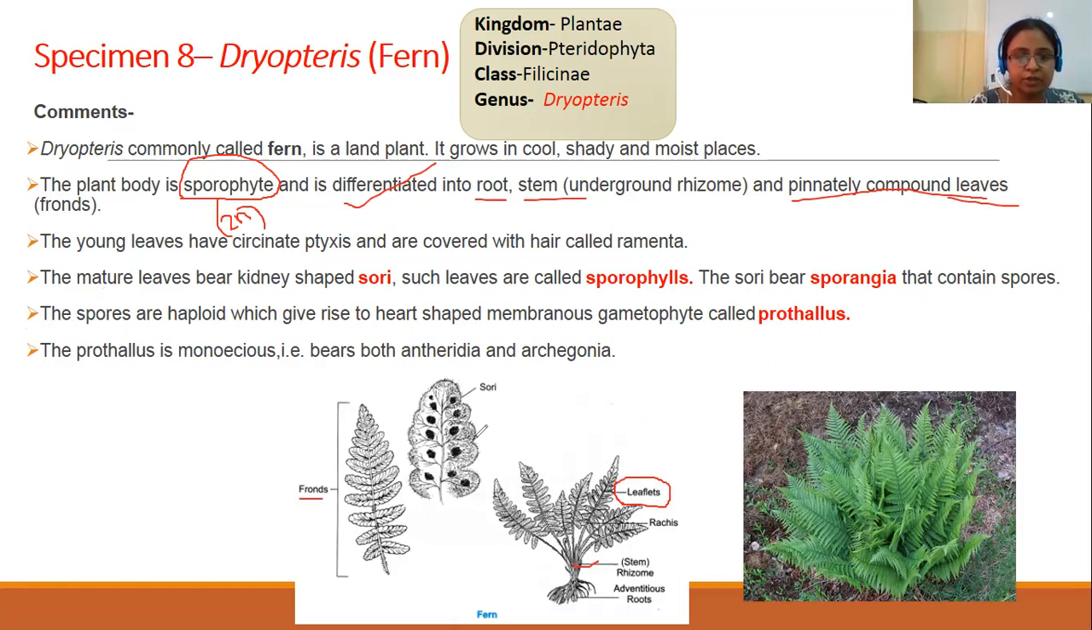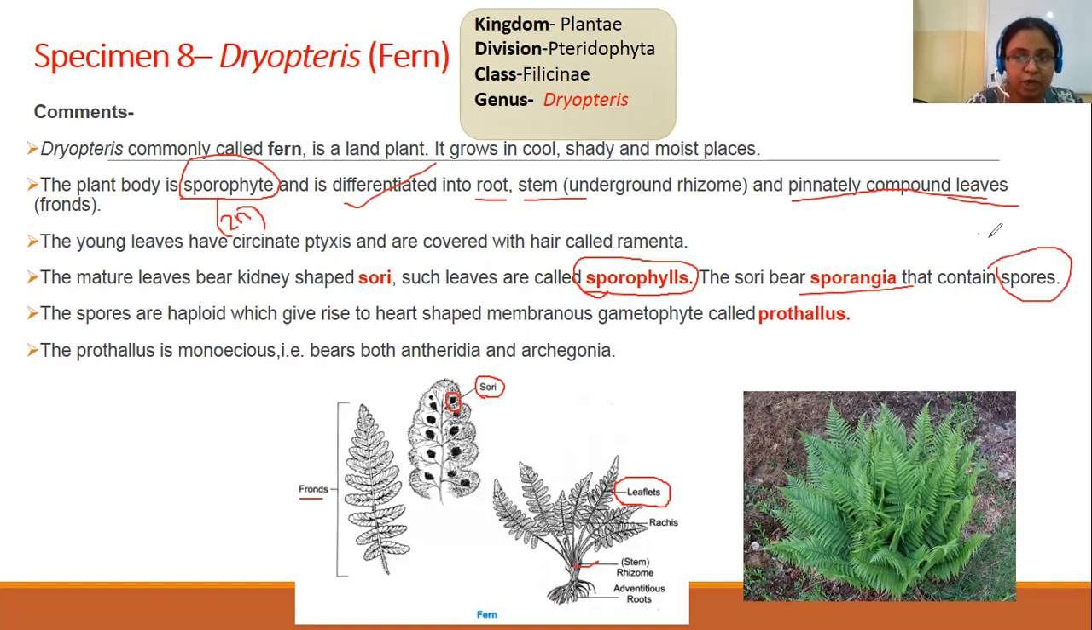See, here you can see the mature leaves. This is a diagram of the mature leaf. The mature leaf bears numerous kidney-shaped structures. These kidney-shaped structures are called sori. Fine. So the leaves which bear these sori on their ventral surfaces are called sporophylls. Sporophylls means spore-containing leaves. That's why they are called sporophylls. Fine. So these sori bear sporangia in which all these spores are filled.